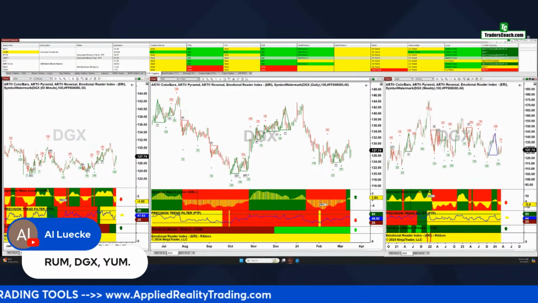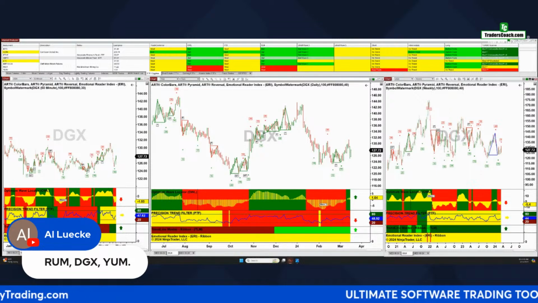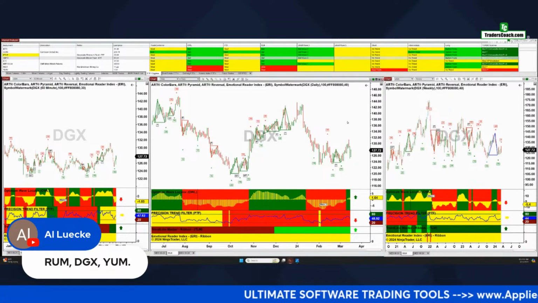All right, this one is DGX. We got a red PTF in the center. I don't see any opportunities on this one. All right, let's go to YUM.